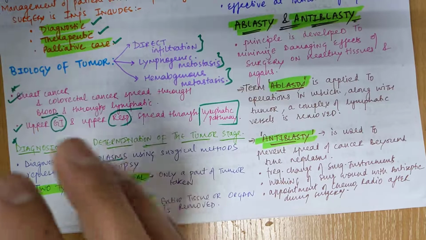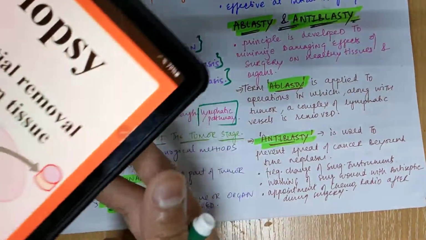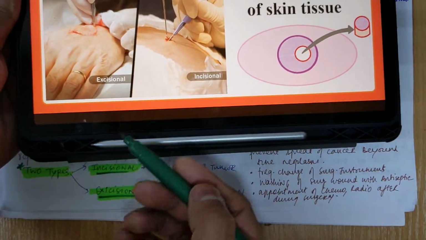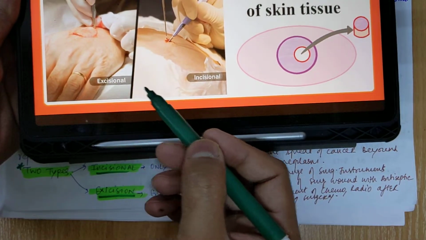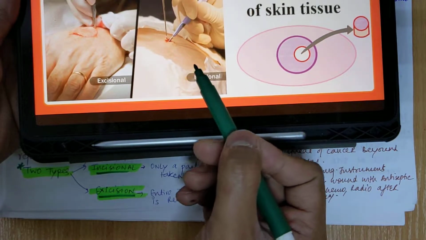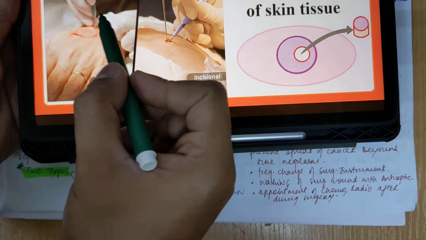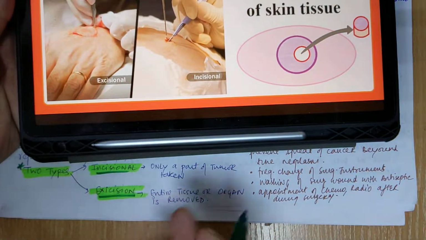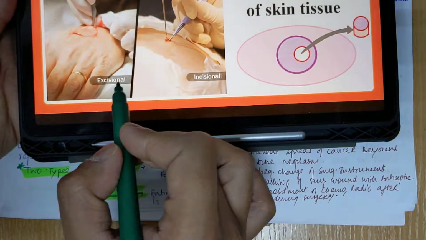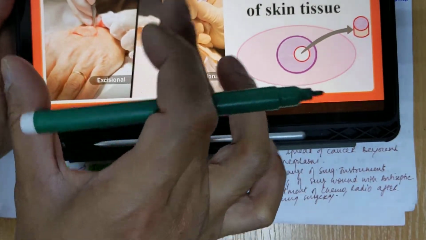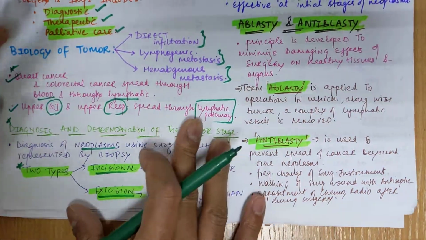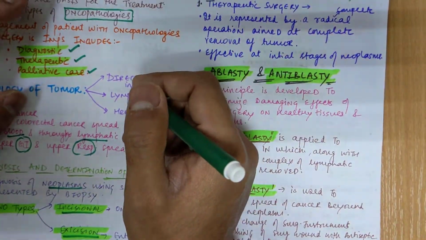As I show you in this image, this is the incisional biopsy, and in this image you can see the excisional biopsy. The partial removal of skin tissue is called incisional, but if the full organ or full skin is removed where the cancer is developing, that type of biopsy is called excisional biopsy. Clear?